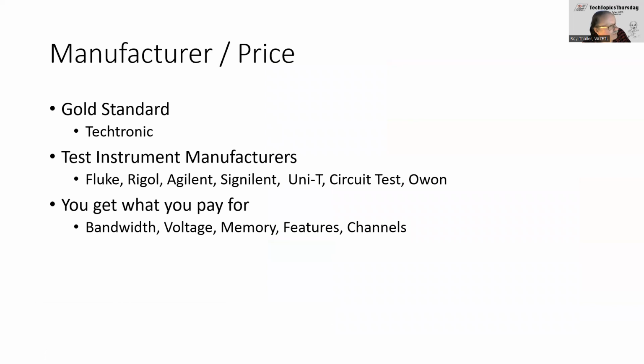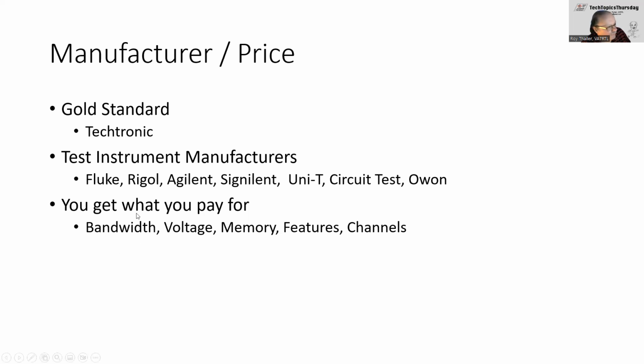Tektronix used to be the gold standard. Now you have other makers, Fluke, Rigol, Agilent, Siglent, Unit-T, Circuit Test, Owon, all making oscilloscopes. But you get what you pay for.